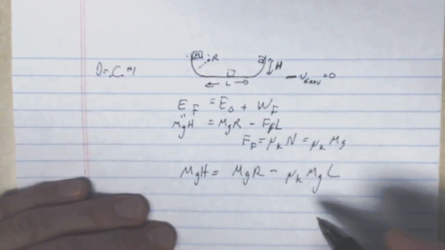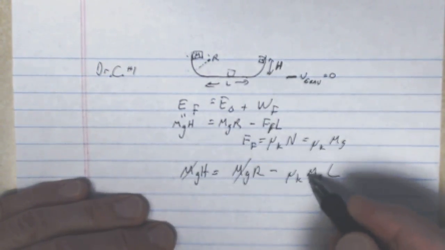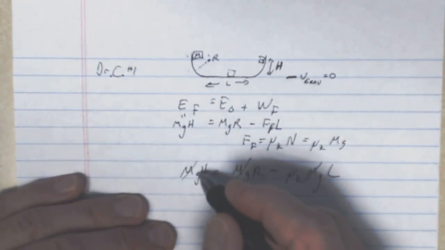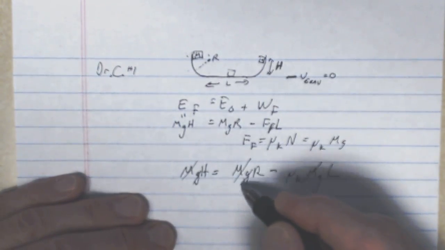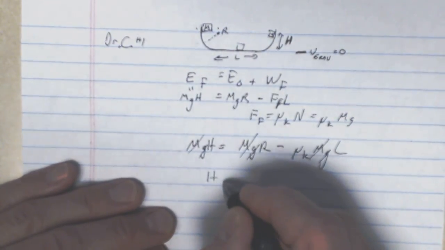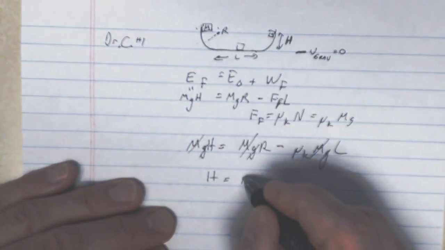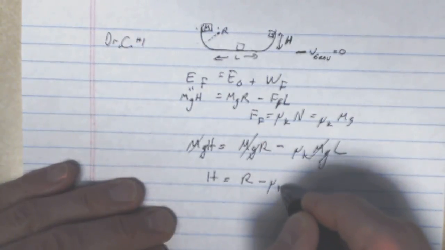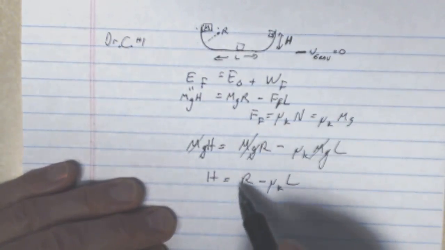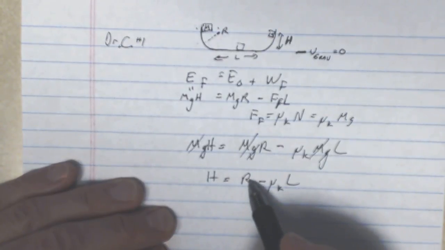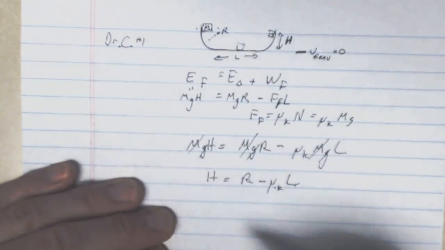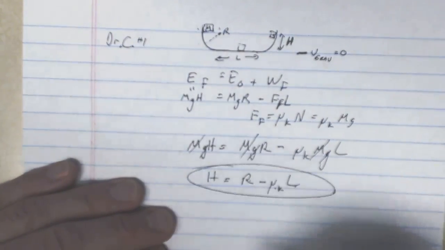Now we just do a little algebra and simplify this. First of all, let's cancel out all the m's because they appear in every expression. And actually, we can also cancel out all the g's because they appear in every one of these terms. And so we see that the height equals r minus mu k l. And that is an expression for the final height h in terms of the things you're given: the radius of the quarter circles, the coefficient of kinetic friction, the length of this horizontal section of track, and that's our answer.